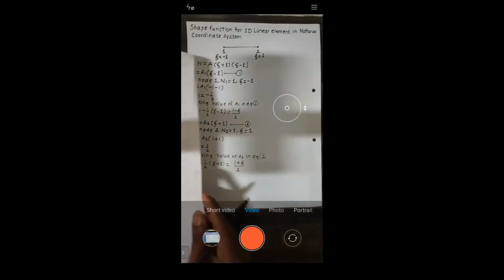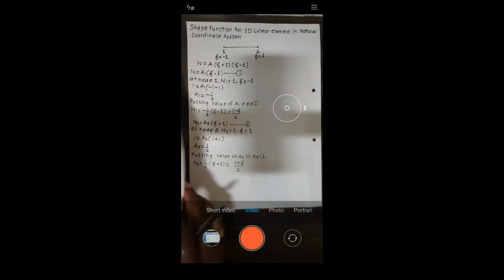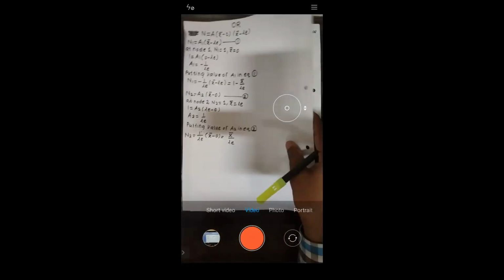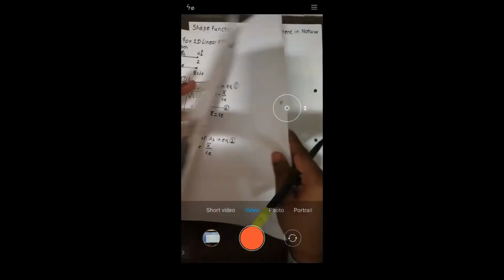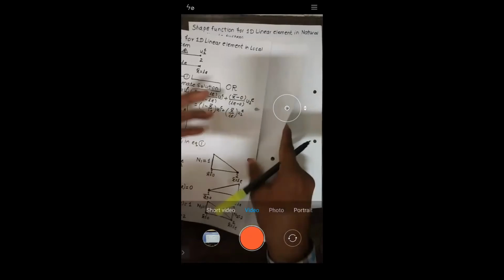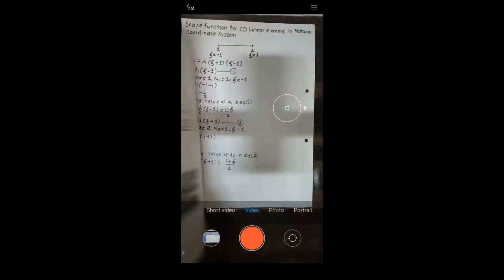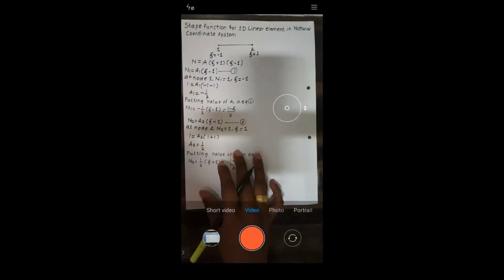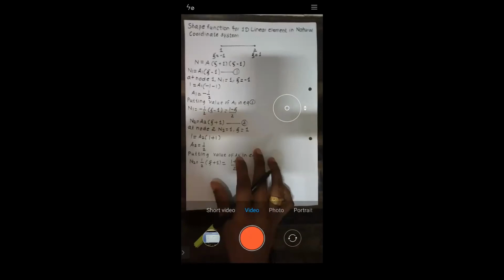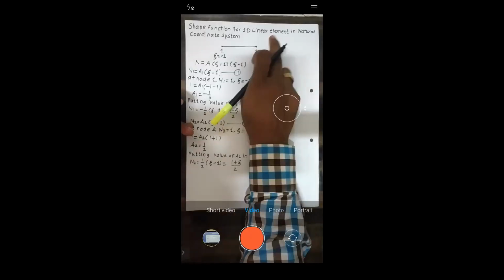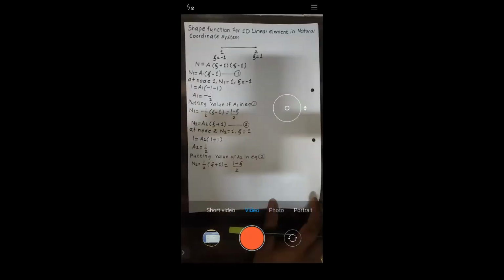Now see, here you might have filled this question. Here what we have done, similarly, we have put different values of x and calculated the shape function. Similar thing is going to happen here. So this is for what? This is for natural coordinate, the 1D linear element in natural coordinate. So now after this, see here.